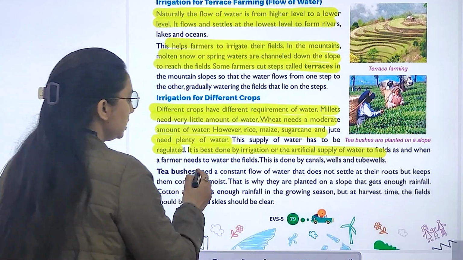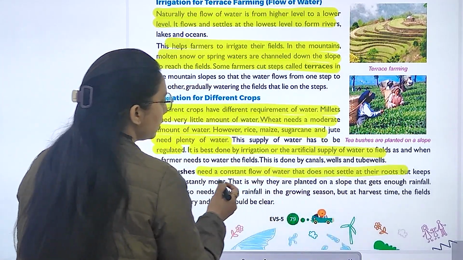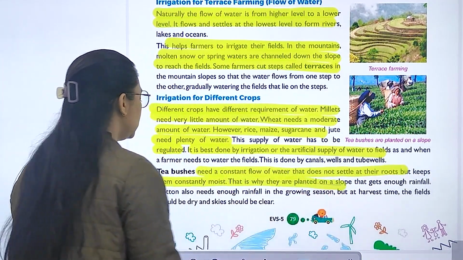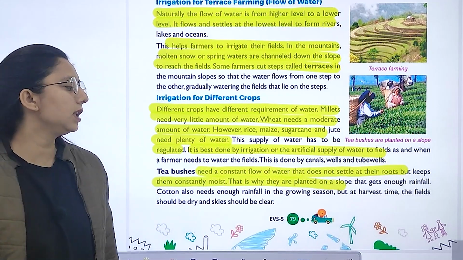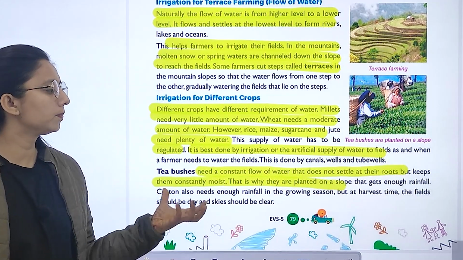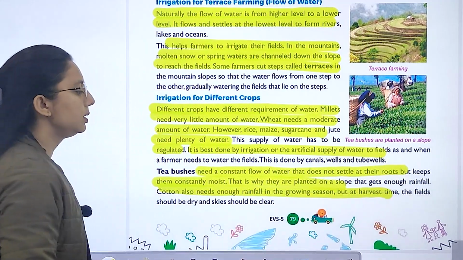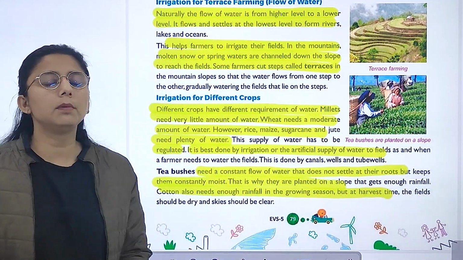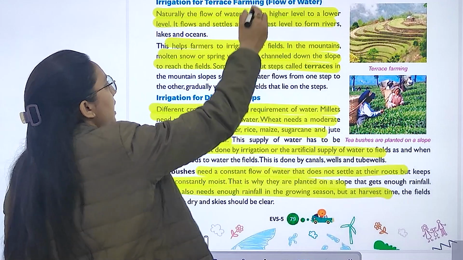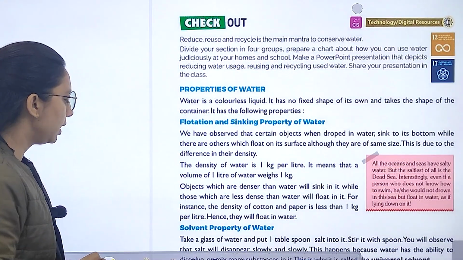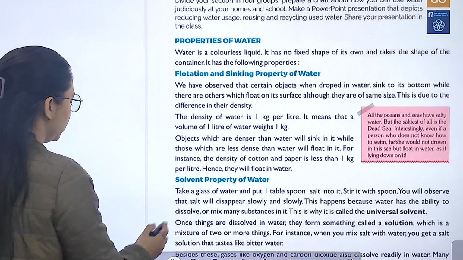Tea bushes need a constant flow of water that does not settle at their roots, but keeps them constantly moist. That is why they are planted on a slope that gets enough rainfall. Cotton also needs enough rainfall in the growing season, but at harvest time, the field should be dry and the sky should be clear. Now let's study about the properties of water.